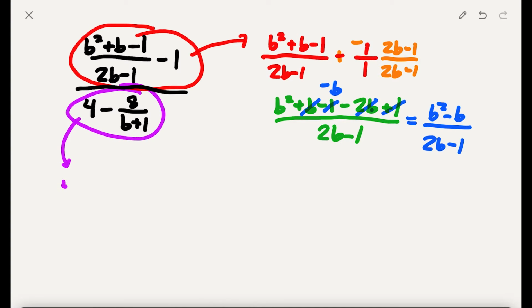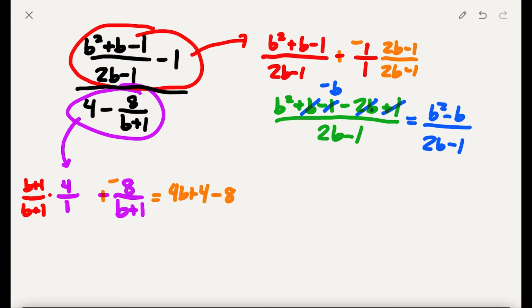So you're going to end up with 4 over 1 minus 8 over b plus 1. And to deal with this, I'm going to just multiply this 4 over 1 by b plus 1 over b plus 1. And now we have common denominators. You're going to end up with 4b plus 4 minus 8 all over b plus 1. And if we simplify this out, you're going to be left with 4b minus 4 over b plus 1.